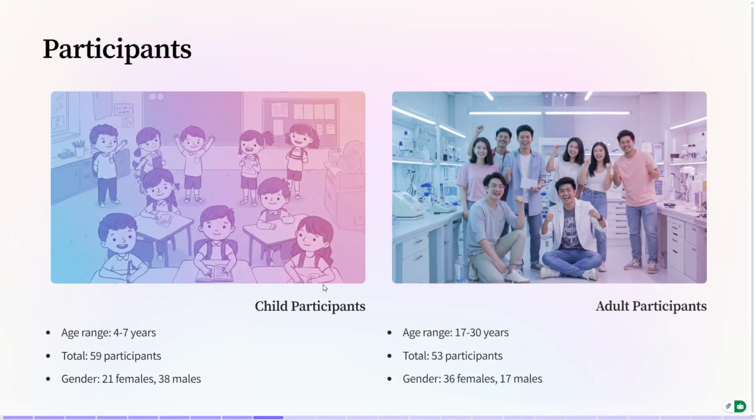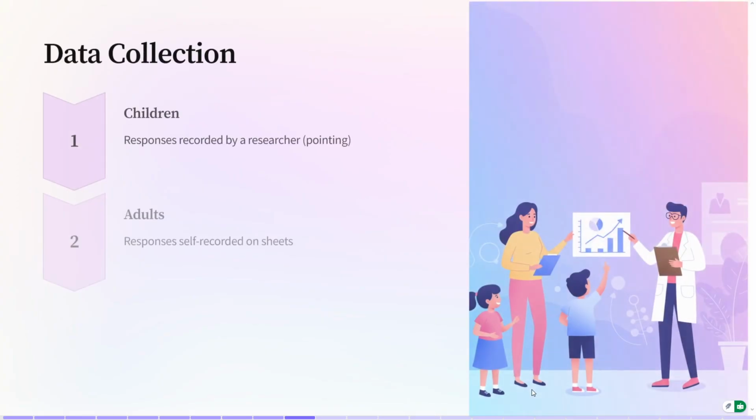Now participants, all right, child participants, we have age range 4 to 7, total 59, and gender 21 female, 38 male. All right, for the adult participants, we had 17 to 30, total 53, and then gender 36 female and 17 male. All right, I think I'm rushing a lot, but then it's fine just to make the video very short.